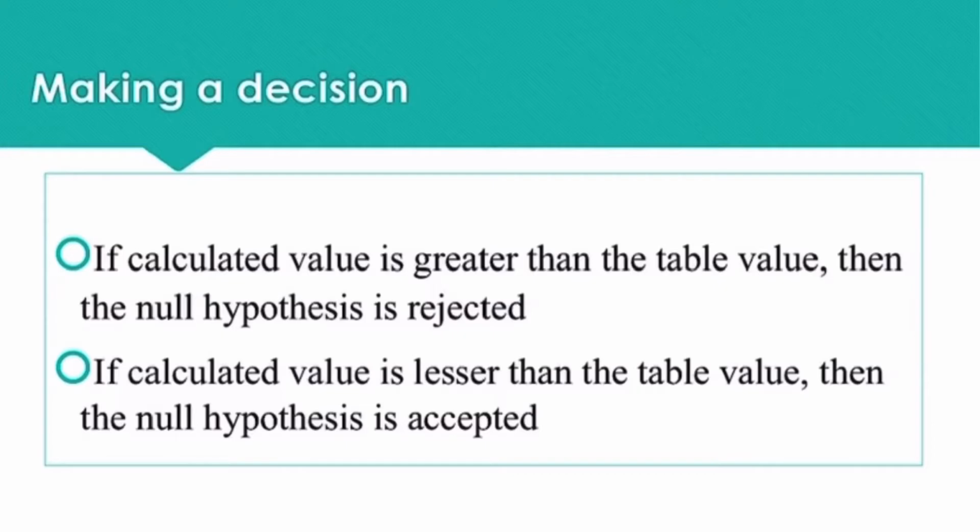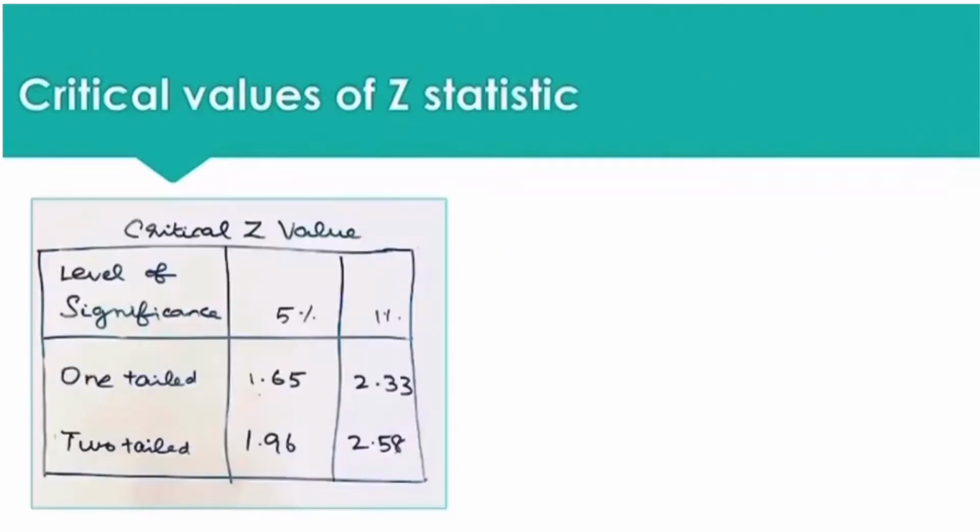If the calculated value is greater than the table value, then the null hypothesis is rejected, and it implies that there is a significant difference. There is a statistical significance. Second, in what case will we accept the null hypothesis? If the calculated value is lesser than the table value, then the null hypothesis is accepted. This implies that there is no statistical significance.